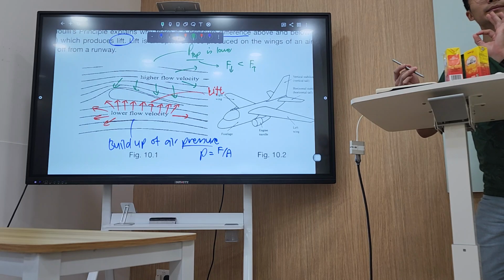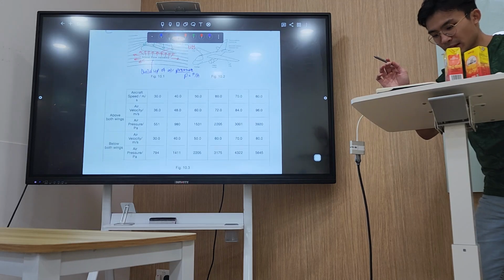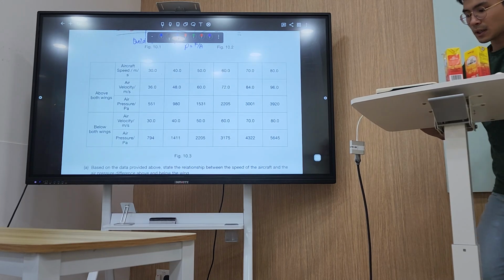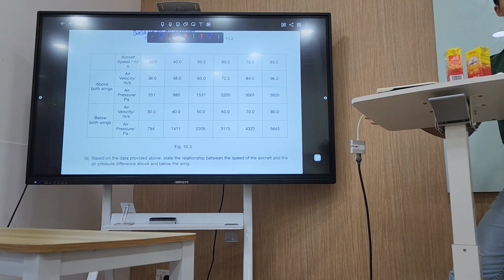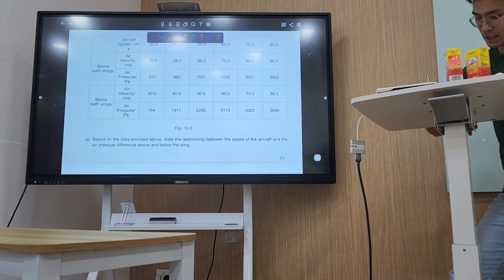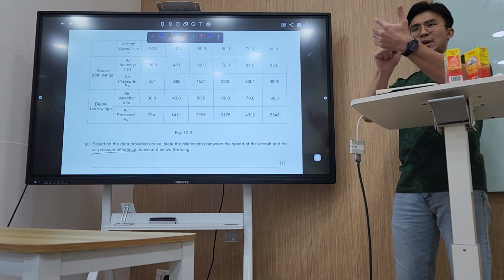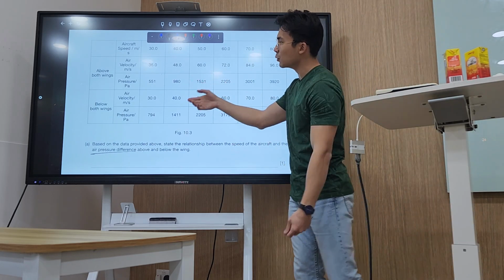Okay, so let me just go through the question. First part is just data. Just get your data. State the relationship between the speed of the aircraft and the air pressure difference. You need to calculate this first. You don't have to use your calculator and press accurately. Just take a brief look.